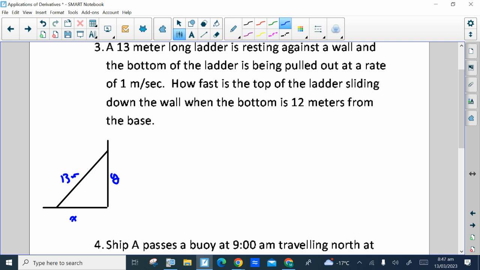And again, that 13 meters is a constant. Now, the bottom of the ladder is being pulled out at a rate of 1 meter per second. So if x represents the distance the bottom is from the base of the wall, then dx/dt, the rate that x is changing with respect to time, will be 1 meter per second. We want to know how fast the top of the ladder is sliding down the wall, so that will be the rate of change of y with respect to time. dy/dt is what we're looking for at the moment when x is 12 meters.